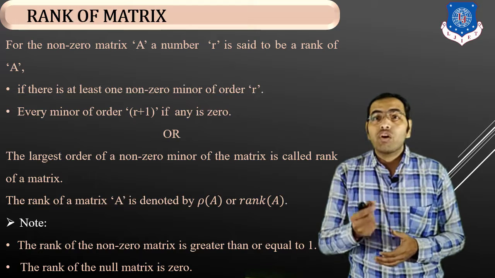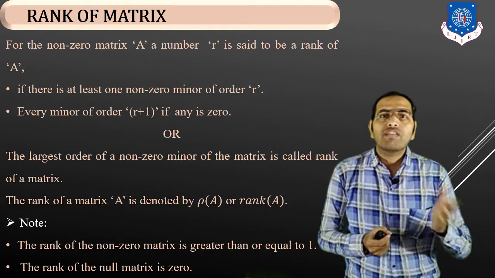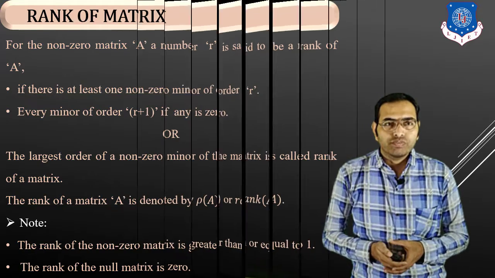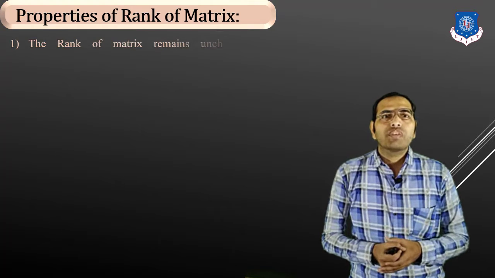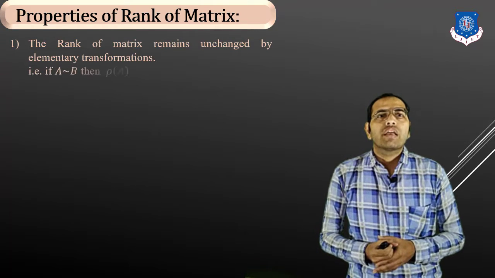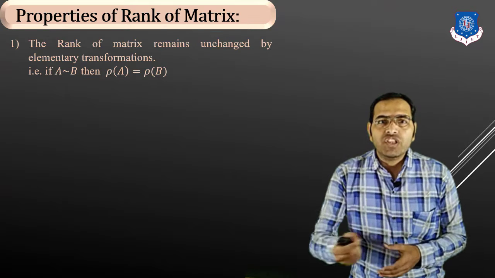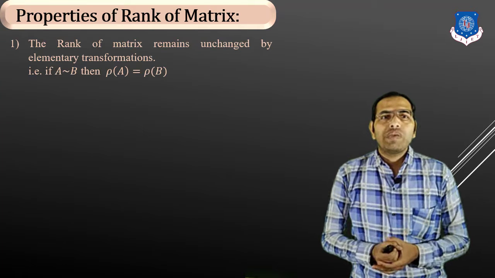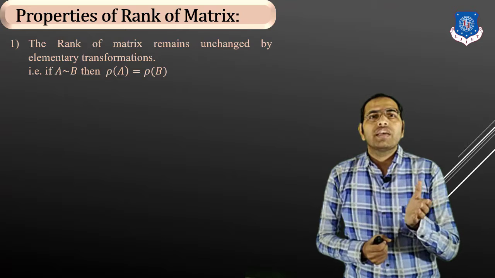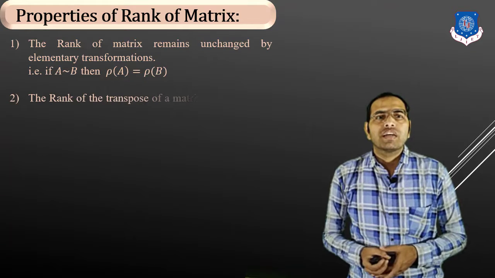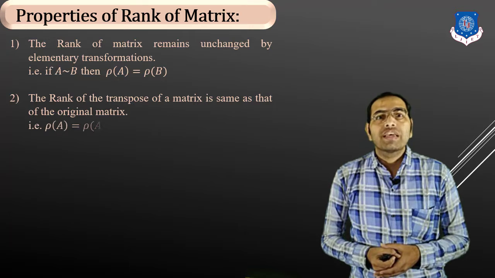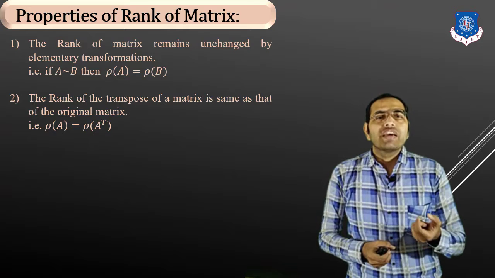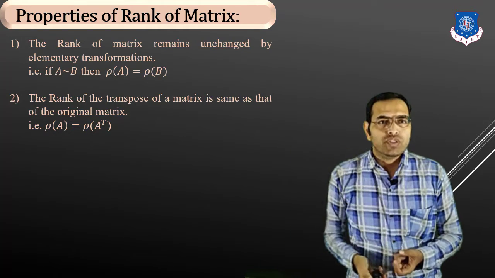Let's see a few notes. The rank of a non-zero matrix is greater than or equal to 1. Another one: the rank of a null matrix is 0. Let's see the properties of the rank of a matrix. First one, the rank of a matrix remains unchanged by elementary transformation. For example, if A is similar to B, then rank of A is equal to rank of B. Another one is the rank of the transpose of a matrix is the same as that of the original matrix. That means rank of A is the same as rank of A transpose.